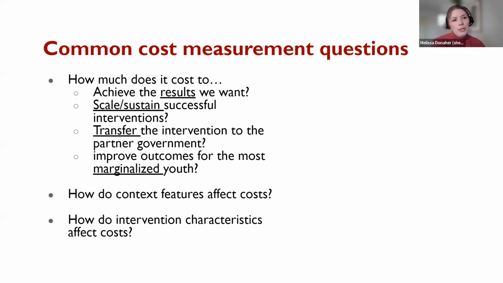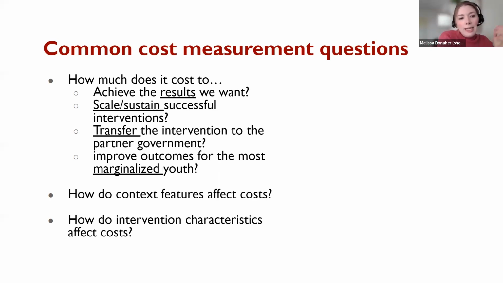There's another set of questions that cost data can be really helpful with, and that's around context. So how do context features affect cost? We know that the costs of our interventions are determined largely by local pricing. And so the same intervention might be very cost effective in one context, but much less so in another. And so understanding context, you'll see, is a critical component of our approach to conducting cost analysis.